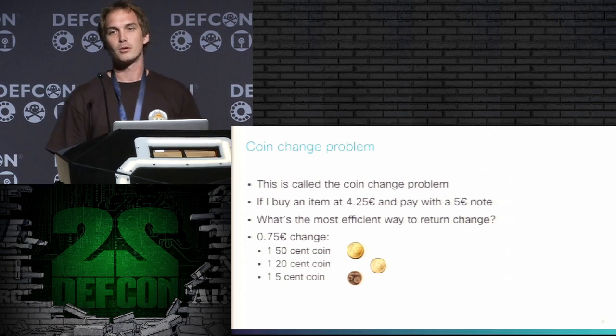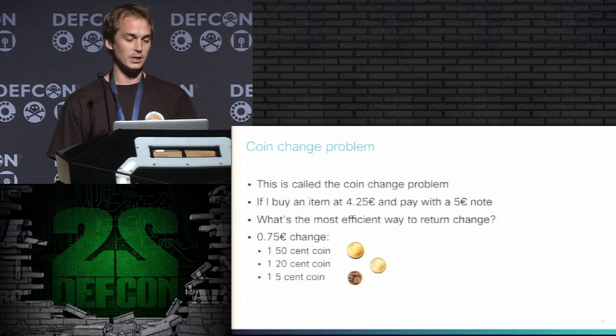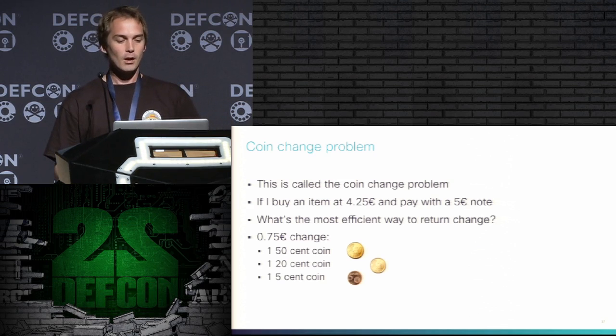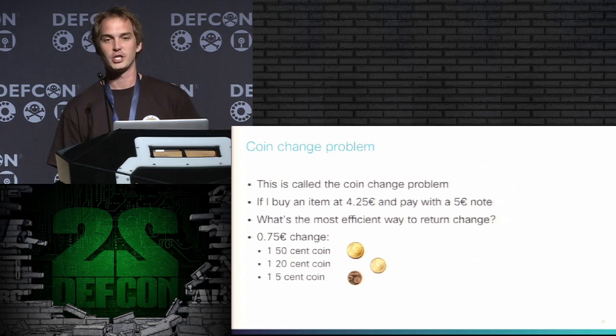This problem seems pretty simple because for a human, we do it all the time. But for a computer, it's pretty hard to get it to do that. It's called the coin change problem, and it took me a while to figure out that it was what I was looking for. The example is really simple: you buy an item at 4.25 euros and you give a 5 euro note. I'm from Europe, right? What's the most efficient way to return change on that?